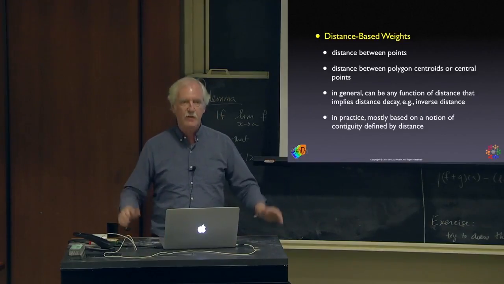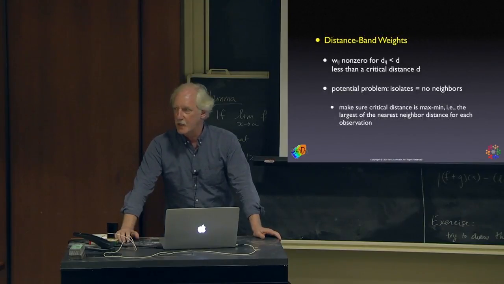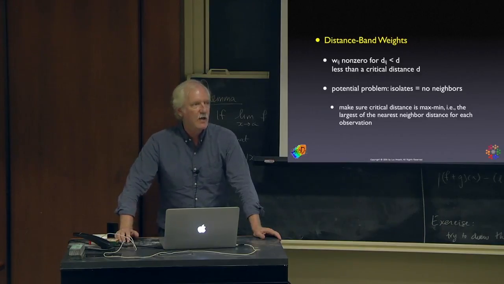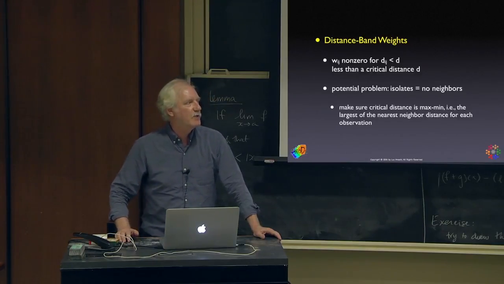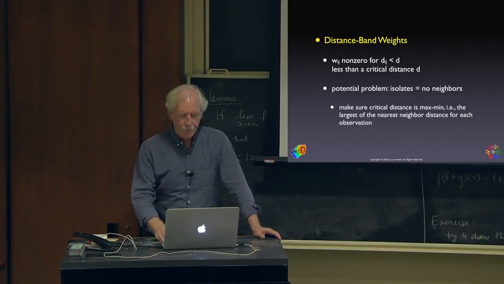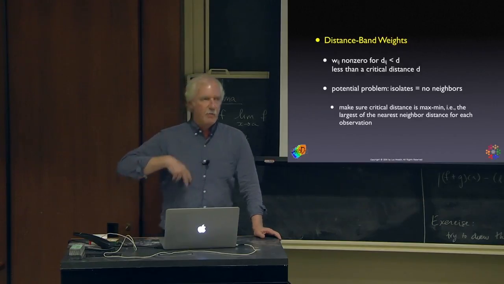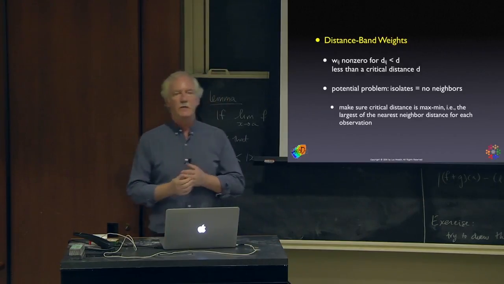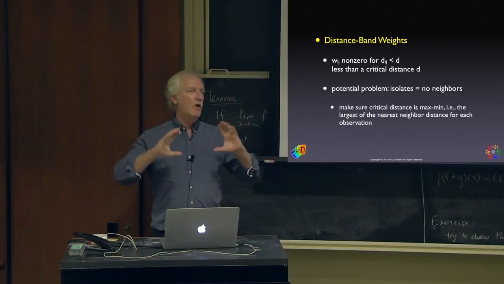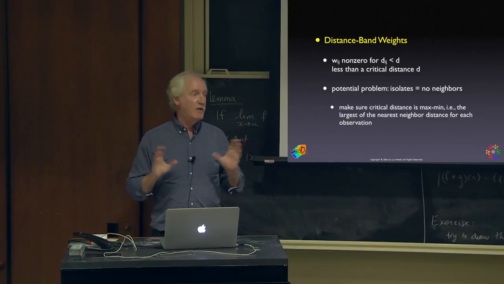So we have this notion of a distance band weight. It is what it says it is. If the two observations, i and j, are less than a critical distance from each other, we call them neighbors. If not, they're not neighbors. There's a problem with this. When we just arbitrarily come up with a cutoff distance, this works well if the areal units are all pretty much the same size. It doesn't work well if they have very different sizes.